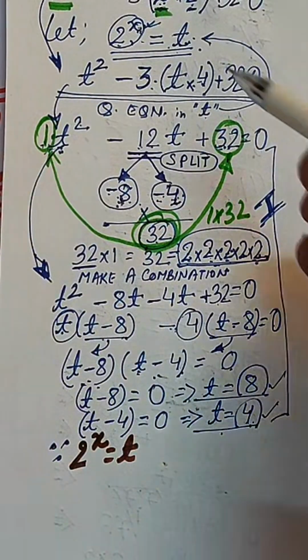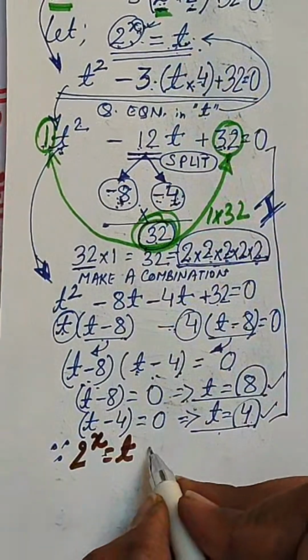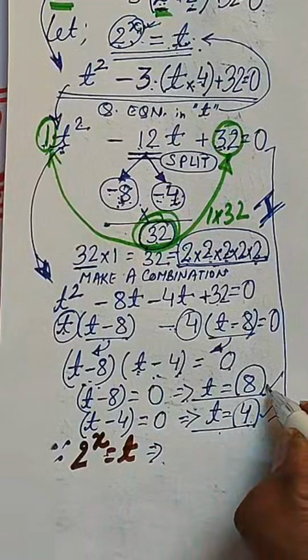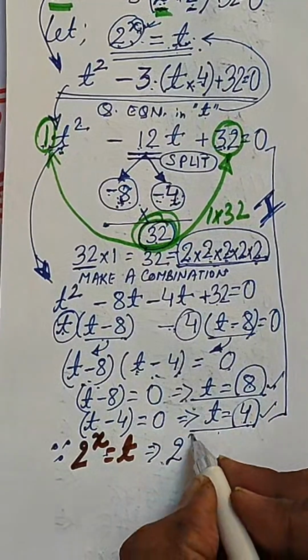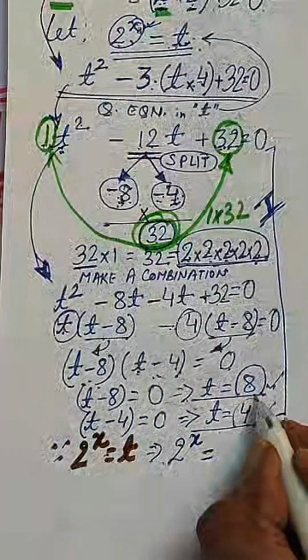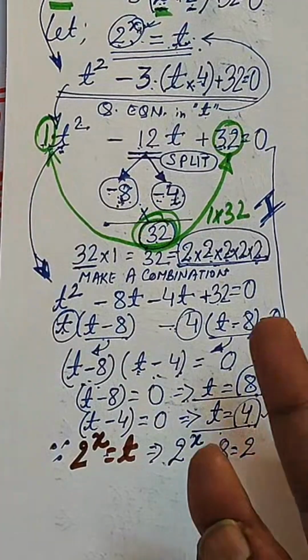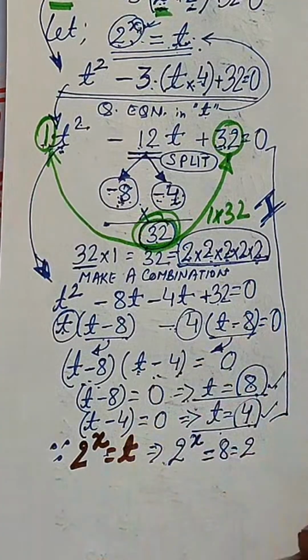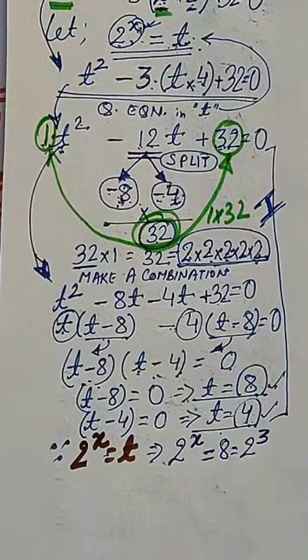Since 2 power x equal to t, I'm just writing it and copying it over here. This implies that when you put the value of t as equal to 8, then 2 power x will be equal to 8, and this 8 can be written as 2 into 2 into 2. So it can be written as 2 power 3, right?